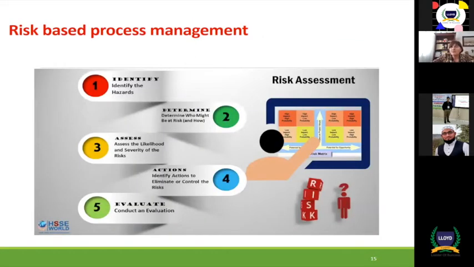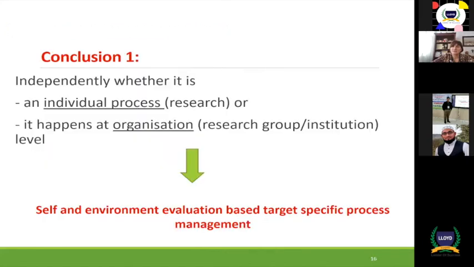One more example from the literature: risk-based process management. The same. It's not written in this figure as a circle, but it is the same. Identify what kind of hazard there can be, determine, then assess, take some action, and evaluate. The same continuous quality improvement way of thinking. So we cannot stop thinking about whether we can do things better and better and better. So this is not a static procedure.